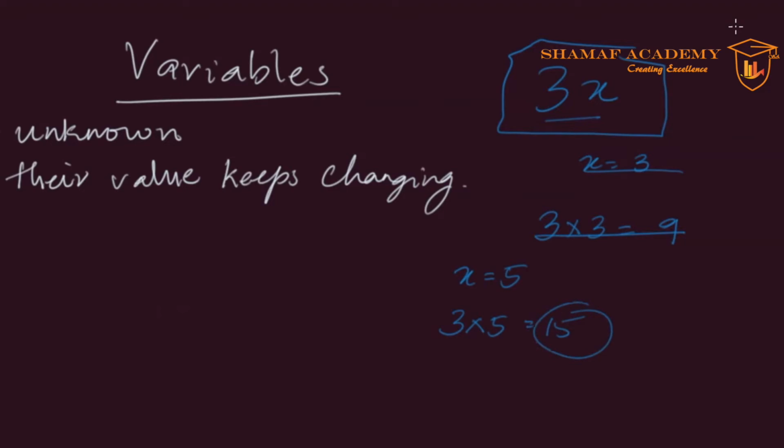So as you can see, the value is changing. It is 15 and it was 9. So this x variable had the value of 3 first and now it has the value of 5. It keeps changing. That's why it is called a variable.